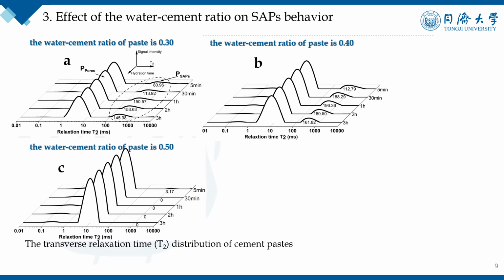However, Figure C shows that when the water to cement ratio was further increased to 0.5, no peaks of SAPs could be observed at other times except for a tiny peak at 5 minutes after mixing, which indicates that the SAP's water absorption from the paste was inhibited at this water to cement ratio.